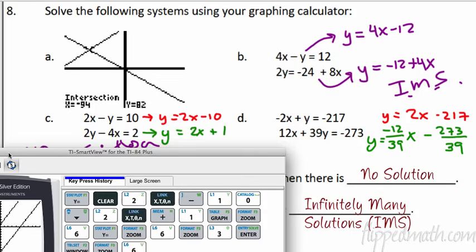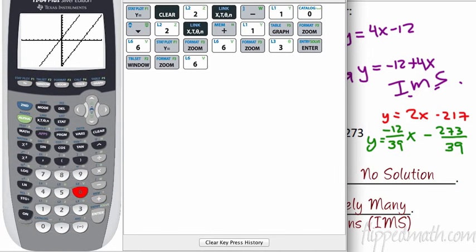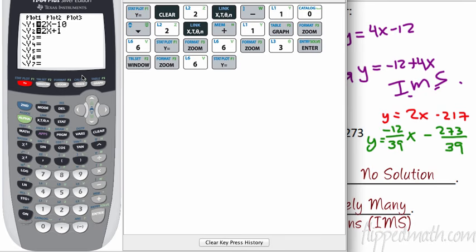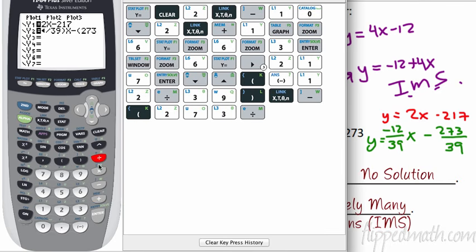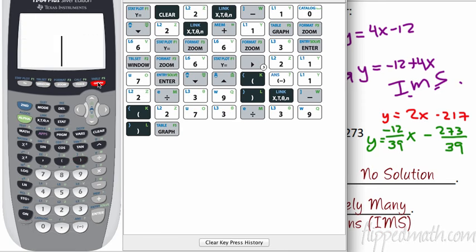I solved each one for y, and here's what I get. y equals 2x minus 217. Let's put that in. 2x minus 217, and y equals negative 12/39x minus 273 over 39. Okay, so the first equation's in. The second equation, negative 12 over 39x minus, we're going to subtract 273. I always use those parentheses. 273 over 39. All right, and when I graph it, it's going to look like this.